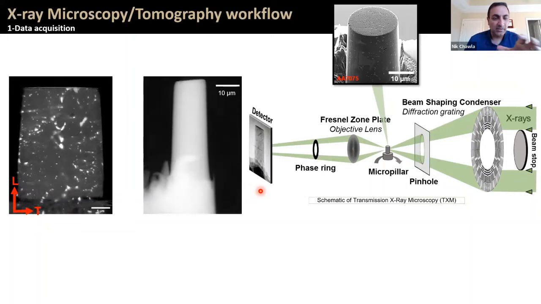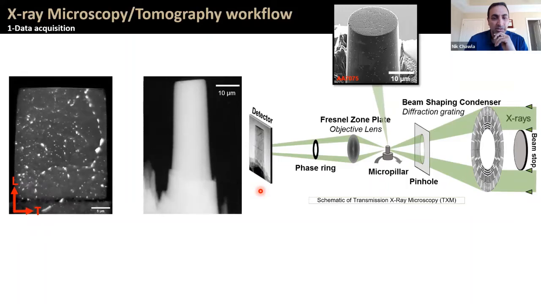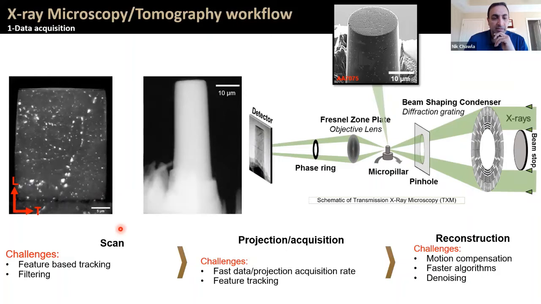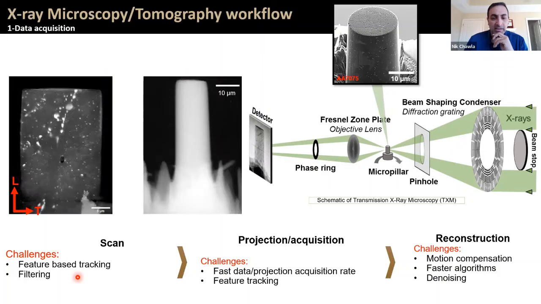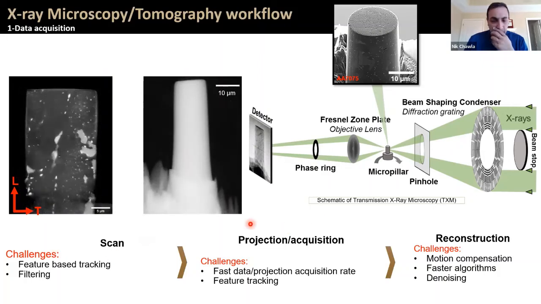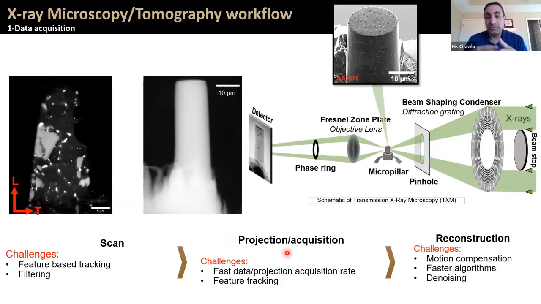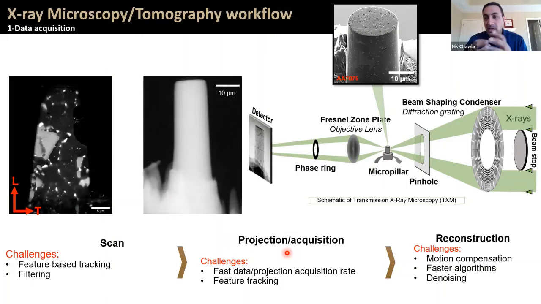It's a solid material, not that porous structure that I showed, but just to give you an example of the resolution here. And so you come up with a lot of challenges, right? During the scan, we'd love to have feature-based tracking. During the projection part, we'd like to have very fast acquisition rate, so we'd like to be able to reduce the noise. With these very small samples, you also get motion issues, so we have to compensate for motion and drift and those kinds of things.